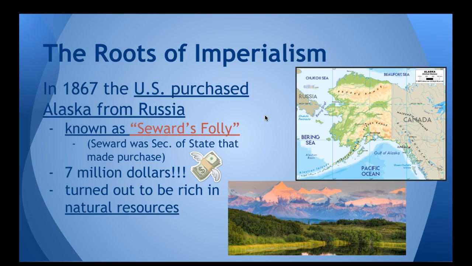So obviously this was not seen as a good purchase, kind of as a waste of money. People also described it as Seward's icebox because this little line shows the Arctic Circle. So much of Alaska is just frozen tundra. However, Alaska turned out to be rich in natural resources. So the $7 million that we paid for Alaska came back to us in the end.